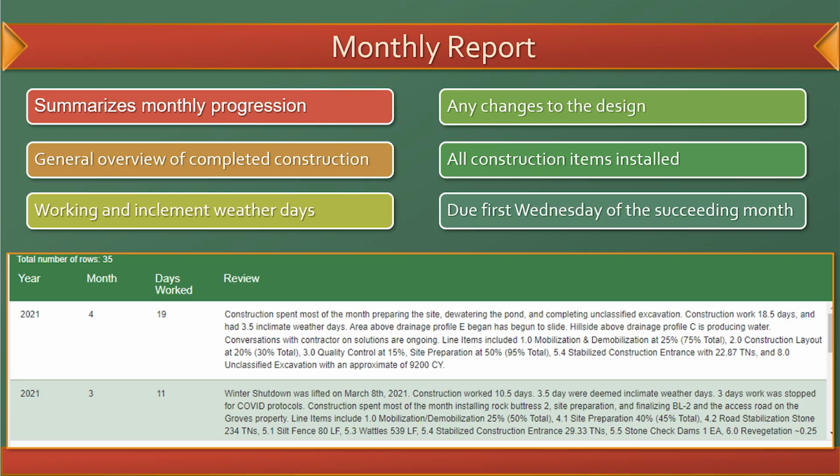The inspector will write a monthly report that summarizes the progression of construction at the end of each month. These reports will provide a general overview of the completed construction, working and inclement weather days, any changes to the design, and all construction items installed. These reports are due by the first Wednesday of the succeeding month.